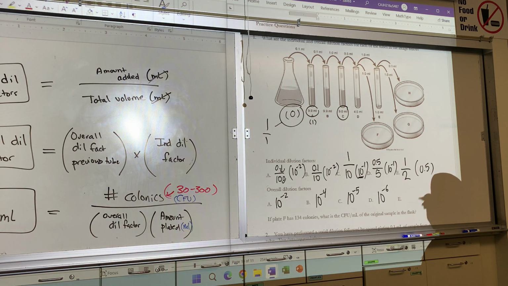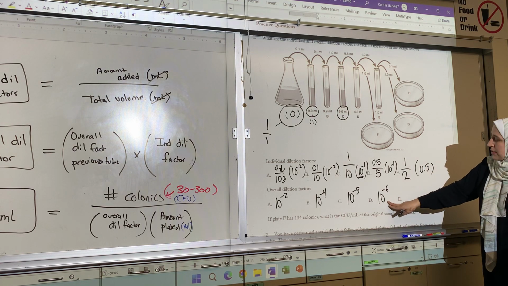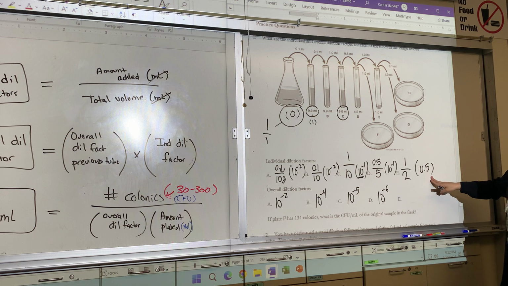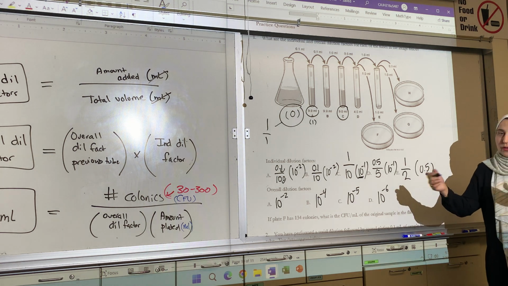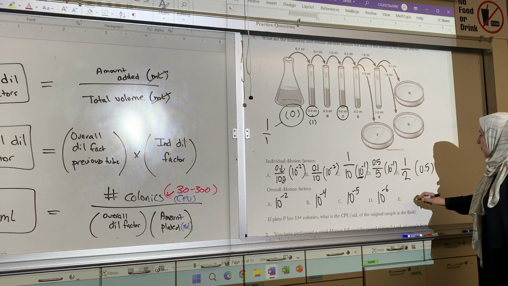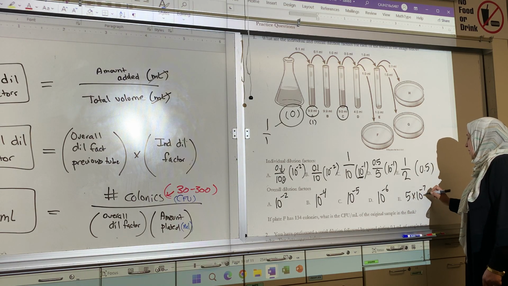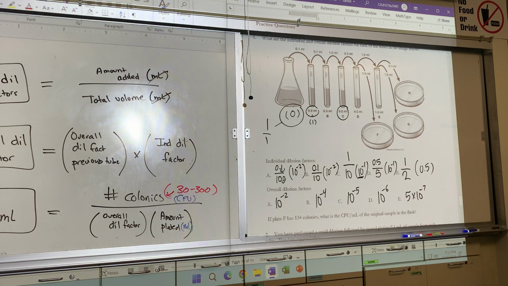Okay? And we'll do the same thing for this last step here. 10 to the negative 6 multiplied by 0.5. You can use a calculator to plug and chug, or you can just move your decimals over and say that this is 5 times 10 to the negative 7. Okay?